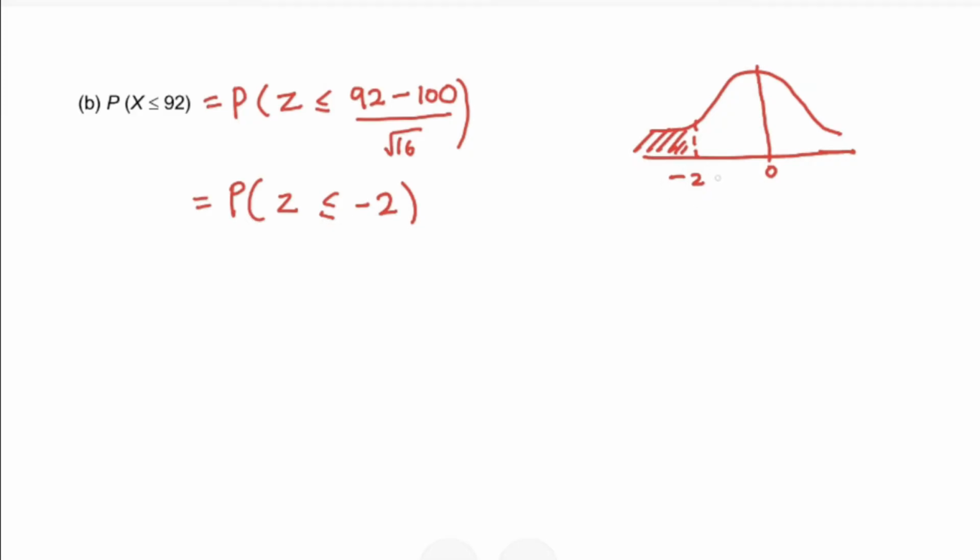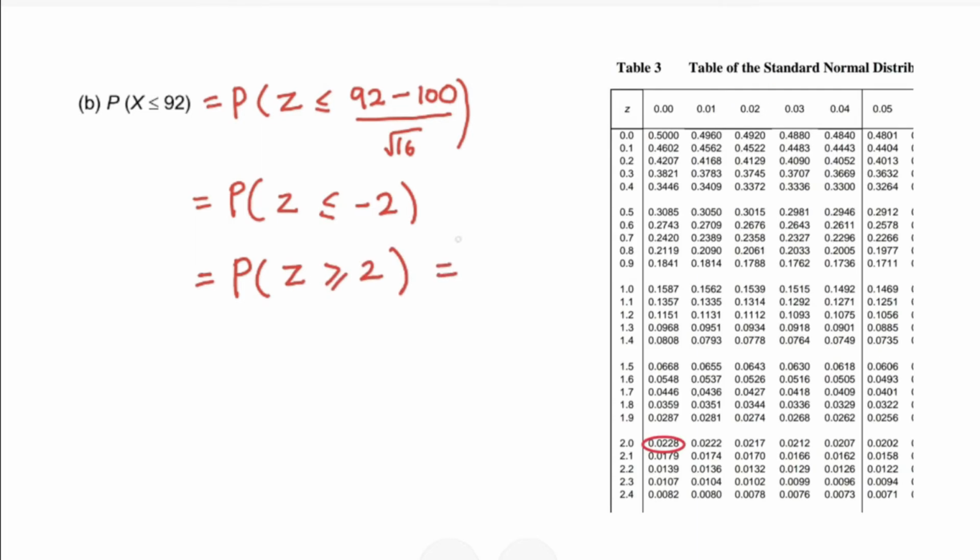But we cannot read a negative z from the table. So we need to reflect to the positive side, and change into z equals 2. This area is equal to the area greater than 2. So this area is equivalent to z greater than or equal to 2. Now we can read from the table, and we will get 0.0228.